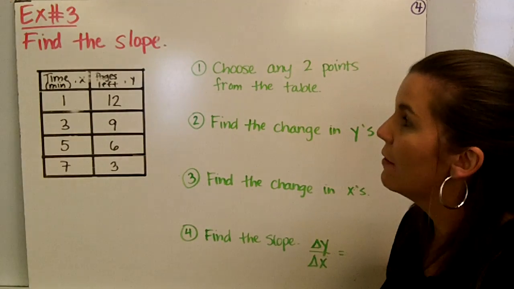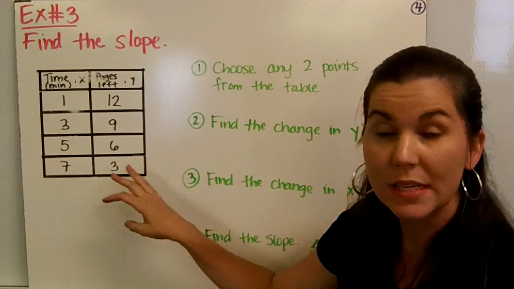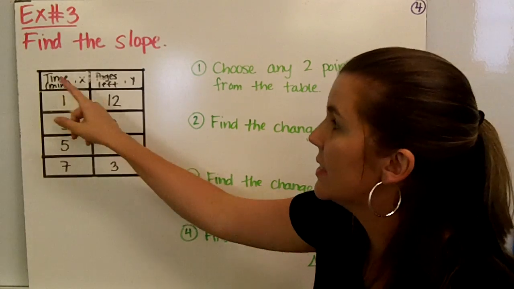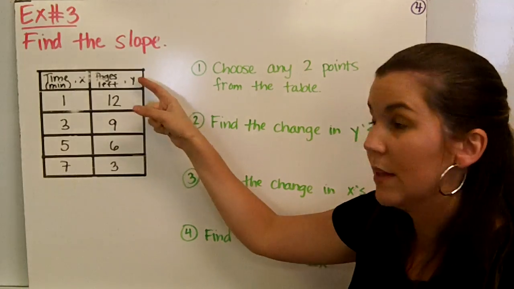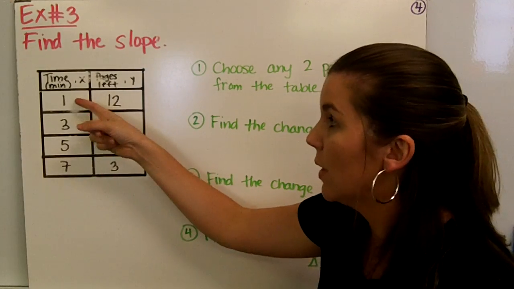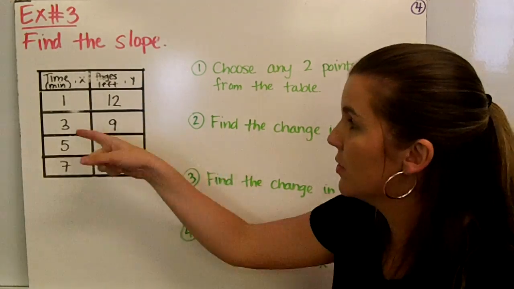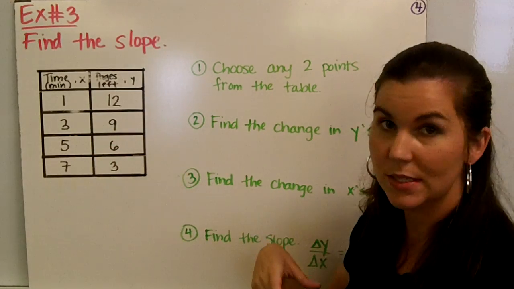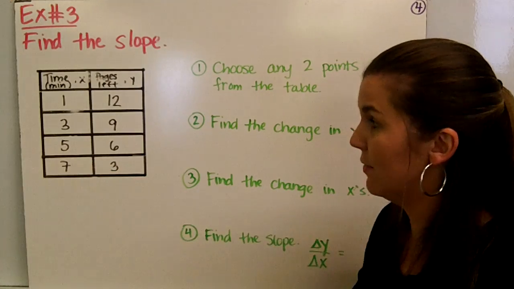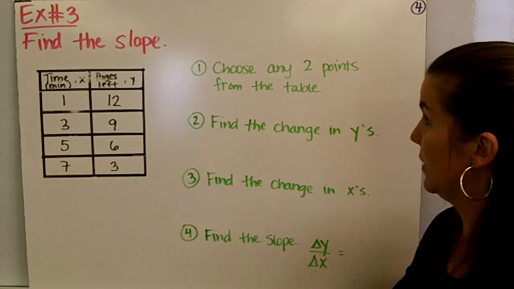Example number 3, find the slope. Now, this is finding the slope from a table. It says time in minutes, that's our x value, and pages left to read, that's our y value. So at 1 minute, they have 12 pages left to read. At 3 minutes, there's 9 pages left to read. At 5 minutes, 6 pages left to read. And at 7 minutes, there are only 3 pages left to read.